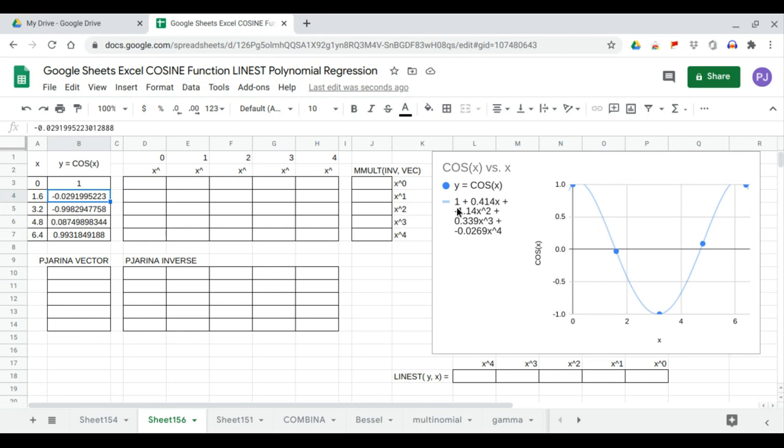And the trend line polynomial of the cosine to the fourth degree, which is 1 plus 0.414x minus 1.14 x squared plus 0.339 x cubed minus 0.0269 x to the fourth.